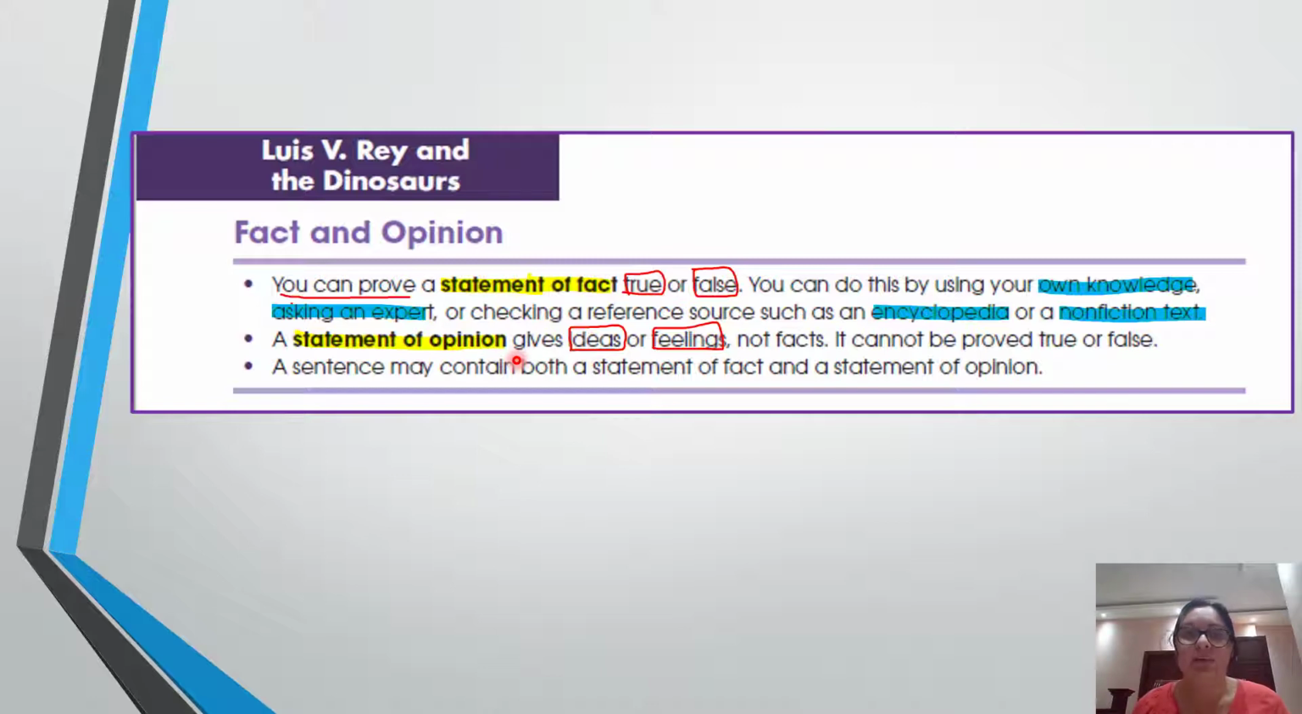Okay? For example, I can say, I like bananas. Or bananas are the most delicious fruits. And you are going to tell me, no, for me it's the apple or oranges. So those are opinions. And in a sentence, sometimes we can have both of them. We can have a fact, and at the same time, we can have an opinion. So we have to be very careful when we are reading, because sometimes we are going to find in only one sentence a fact and an opinion.